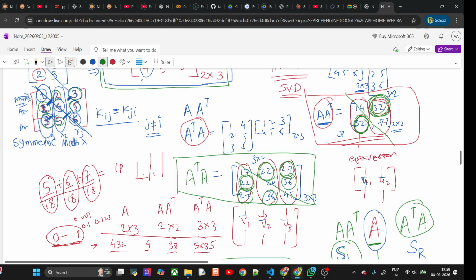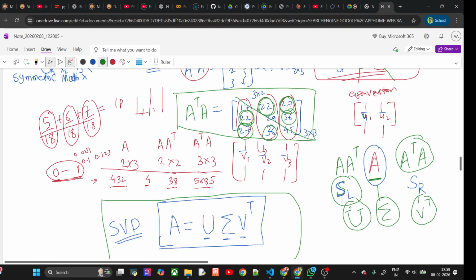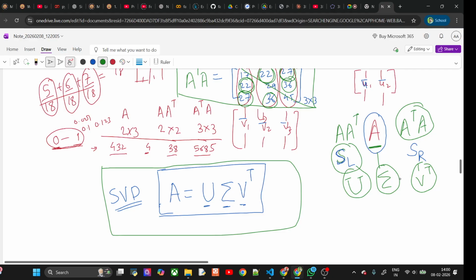But how do we connect A transpose A and A into A transpose, how do we connect all these three together? We consider this one the left side, so we say this is the left sister, and this is the right sister. It's just an example to make it easy for you to remember what I am saying here.